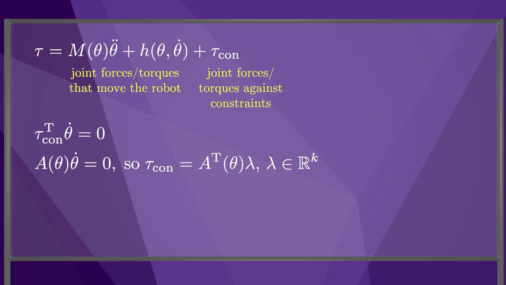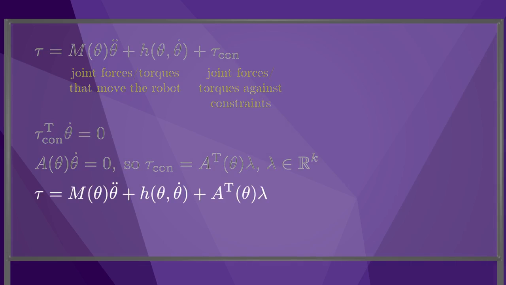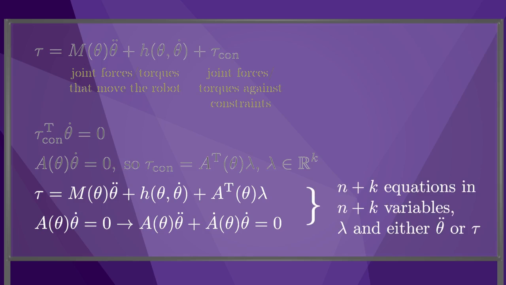With this observation, we can rewrite our dynamics in this form. Since the velocity constraints must be satisfied at all times, they can be expressed as constraints on the acceleration. These are now n plus k equations in n plus k variables, the k Lagrange multipliers in either n joint accelerations or n joint torques, depending on whether we are solving the constrained forward dynamics or the constrained inverse dynamics.